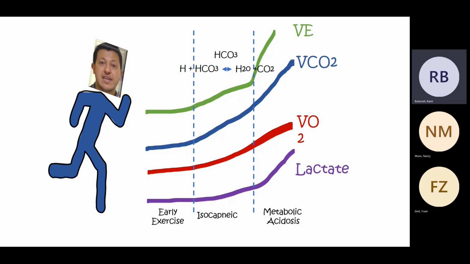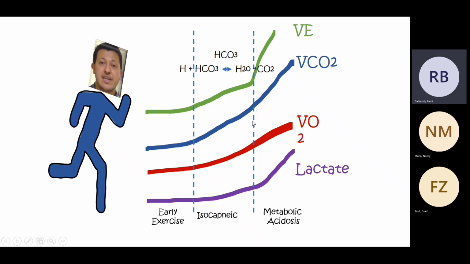So the CO2, if you notice in here, it started to go higher compared to the VO2, the CO2 production. So how can I get rid of that extra CO2? I need to increase minute ventilation more. Is that right? So that's what we need to do. If we see in here, the VO2 and VCO2 are both rising, but the CO2 production is rising higher than the VO2 after we passed the isocapnic stage.